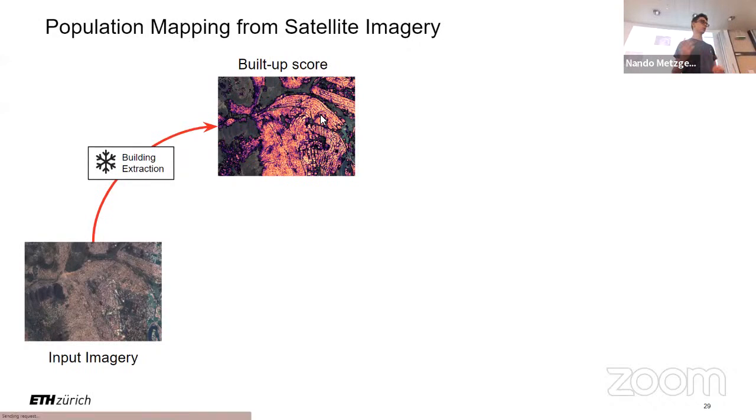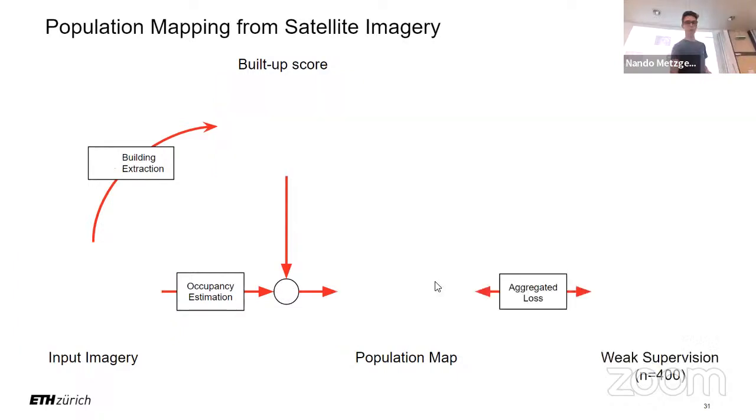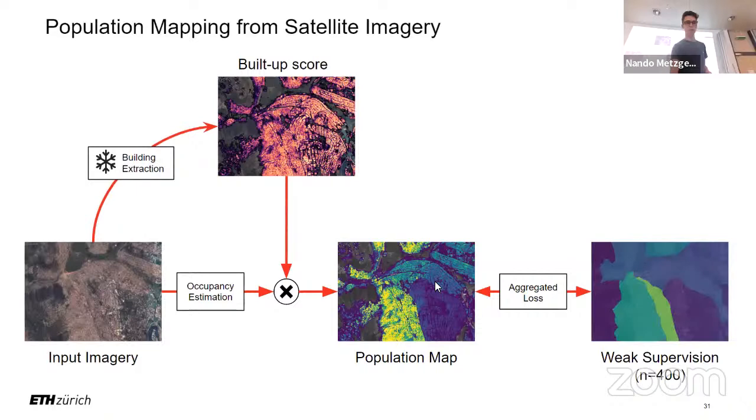And we do basically the same trick again as I showed you before. We estimate some sort of occupancy rate and multiply it, and then we get the population map. We use an aggregated loss function again to train the whole thing end to end.